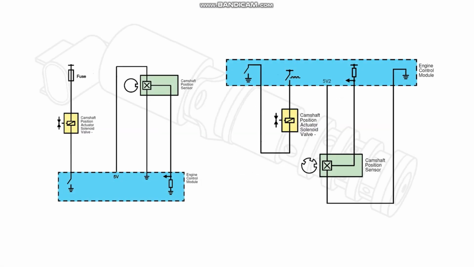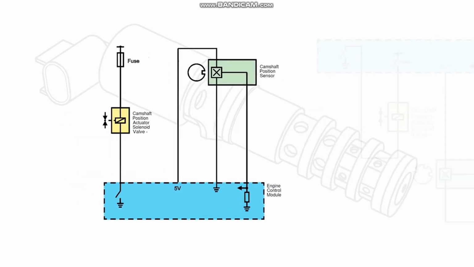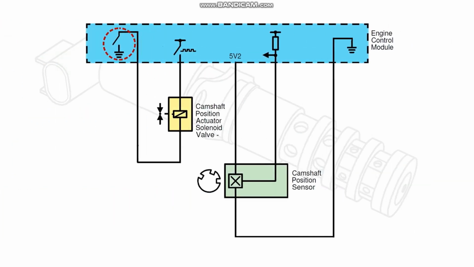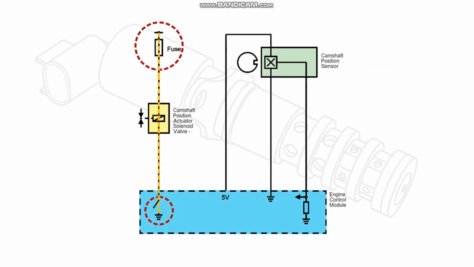There are two different types of controls for camshaft actuator valves. One controls the valve with a pulse width modulated or PWM ground and has a 12-volt supply, as in this schematic. And the other has a low reference and is controlled by a pulse width modulated 12 volts, as you can see here. This video will be concerned with the actuators controlled by a PWM ground.